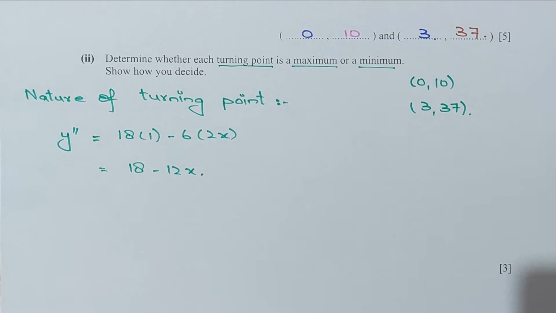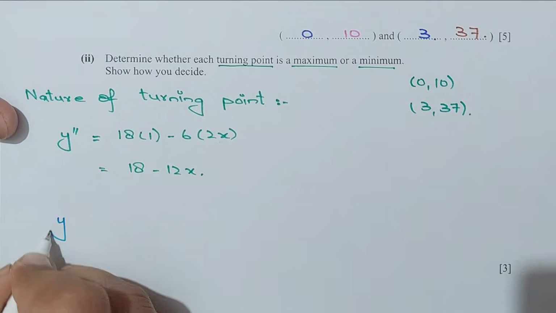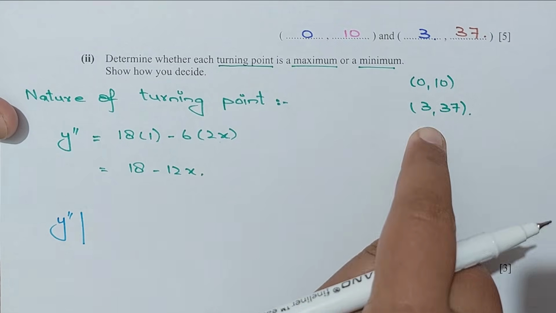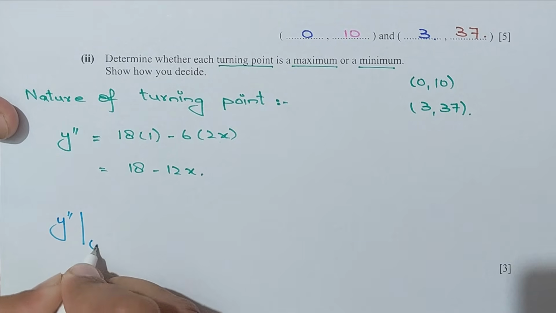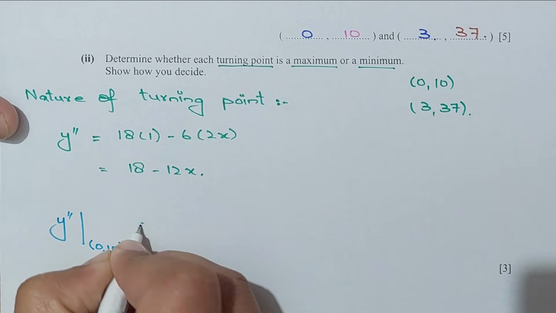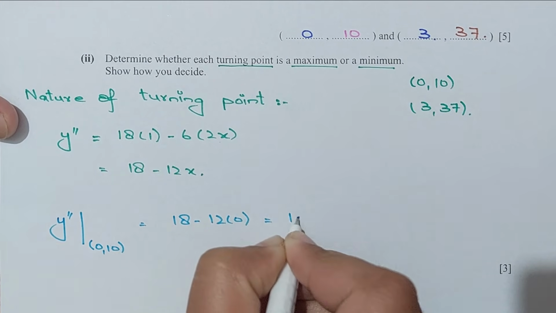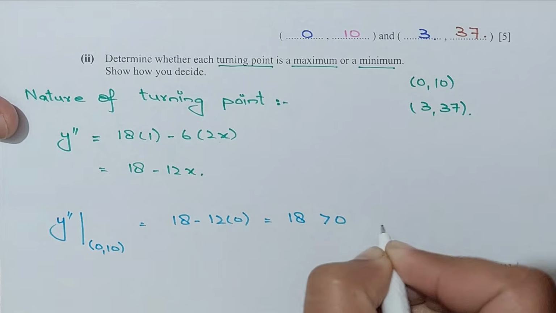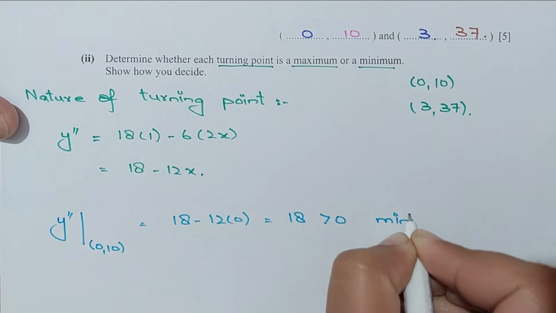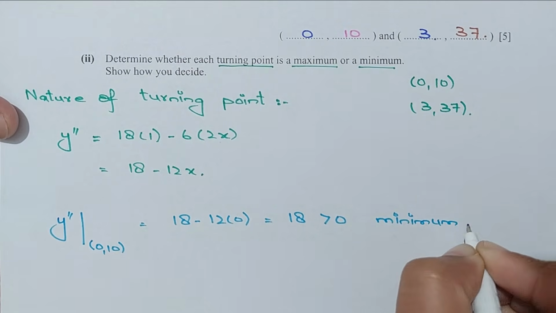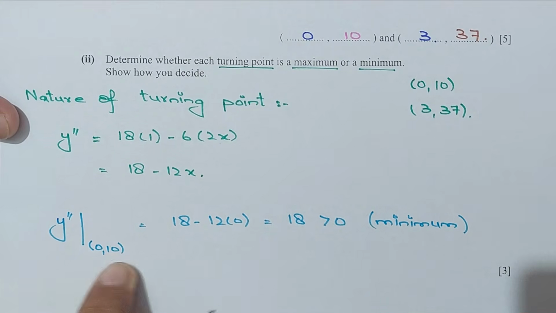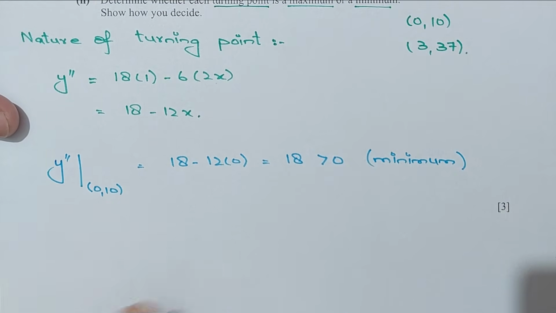Now to check the nature, what we're going to do, in the second derivative, substitute the first turning point, which is 0, 10. X is 0, y is 10. 18 minus 12 into 0. So this is 18. This is greater than 0. So this is a minimum stationary point. So the minimum, which point? 0, 10 is the minimum stationary point, right?